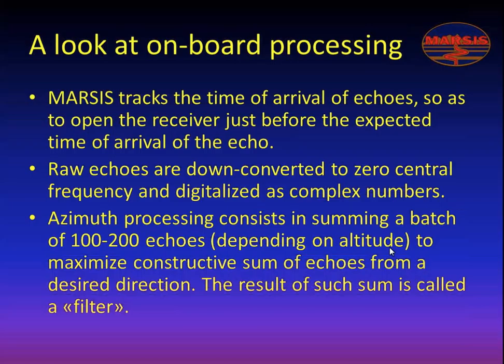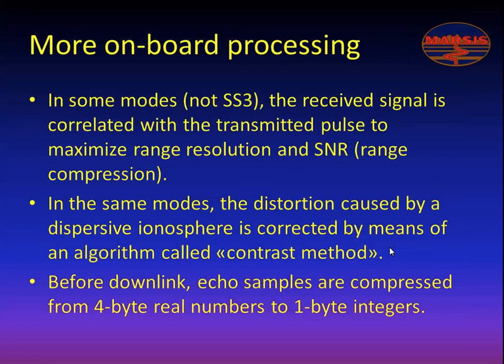Okay, this is too complex, I think, but it's important to remark that we do not get individual echoes. What you get is not really an echo. When you examine a single frame, as data are called, of Mars, that's the result of the combination of 100 or maybe almost 200 pulses, depending on where you were during data acquisition, maximizing the constructive sum of echoes from the desired direction. That's what the filter is all about.